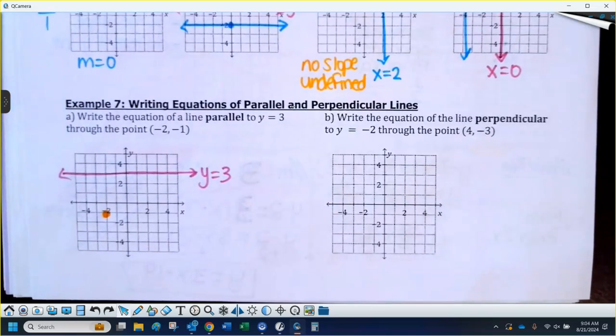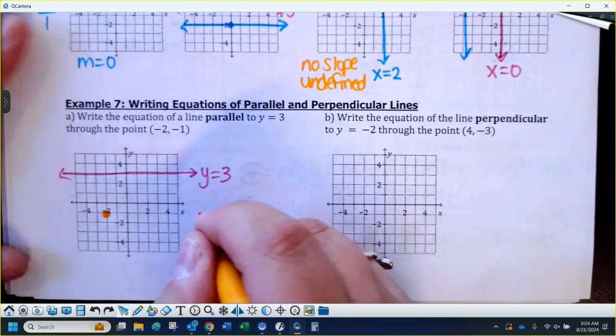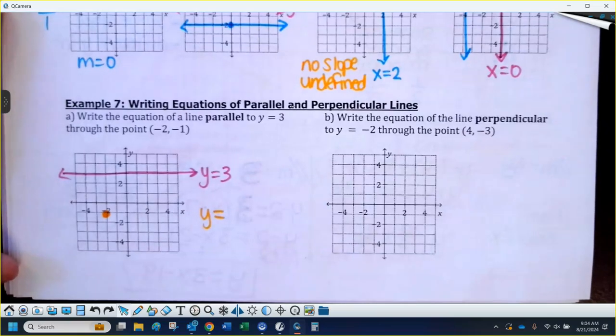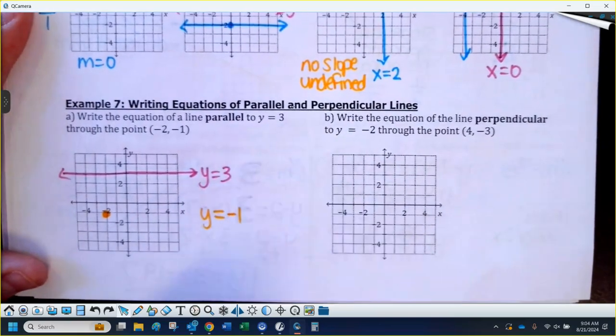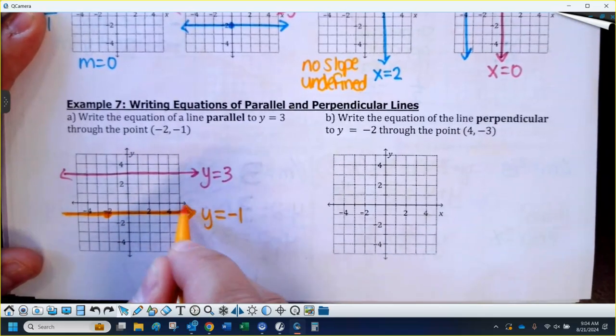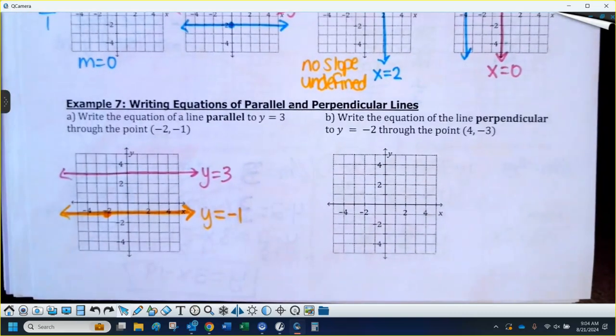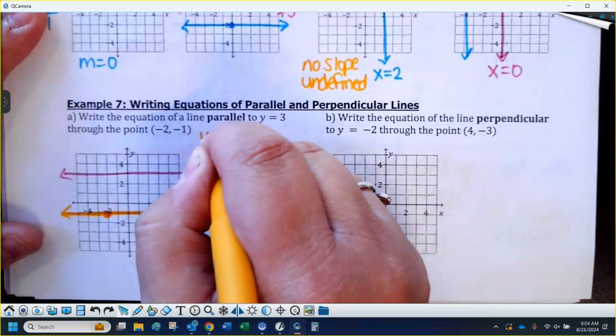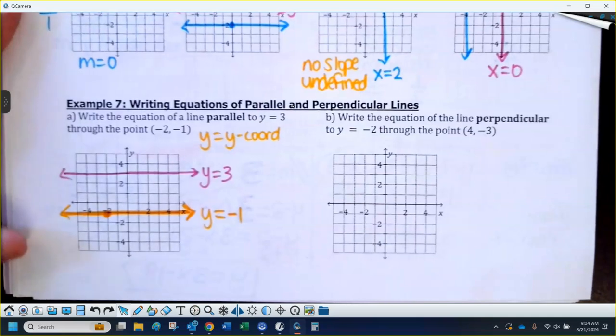Can anybody tell me an equation that would go through that point that would be parallel to y equals 3? You're close. It's not -2. It's just y equals the y coordinate of the point. It goes through the -2 as the x coordinate for that point, but I want the y coordinate. Parallel lines would both be like a y equals. Or if you had x equals a number and you need a parallel line, it would be x equals. But if you're parallel to this, it's just y equals the y coordinate of the point.